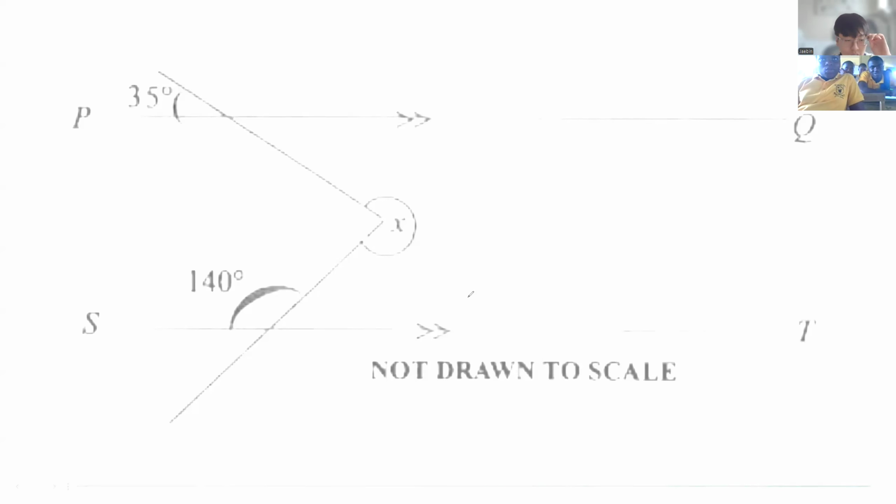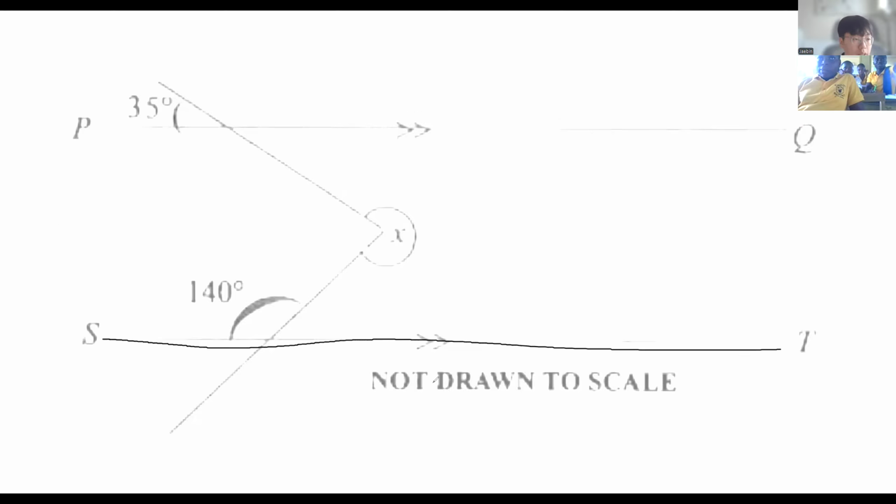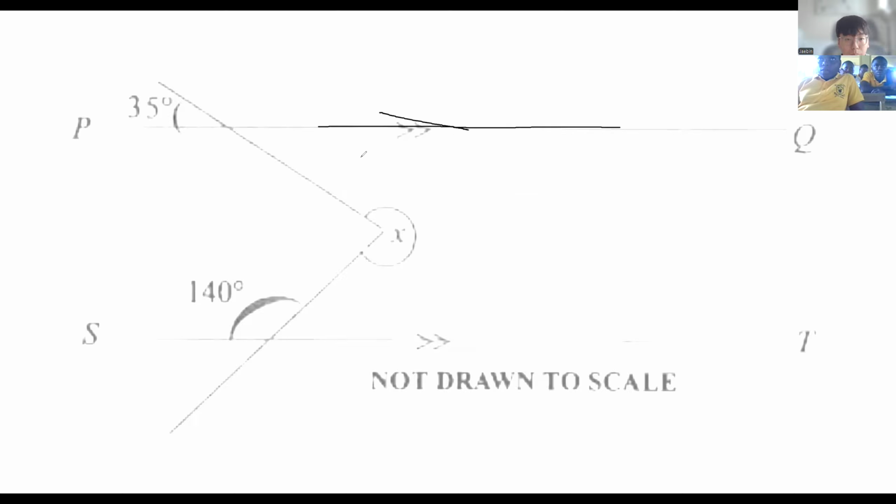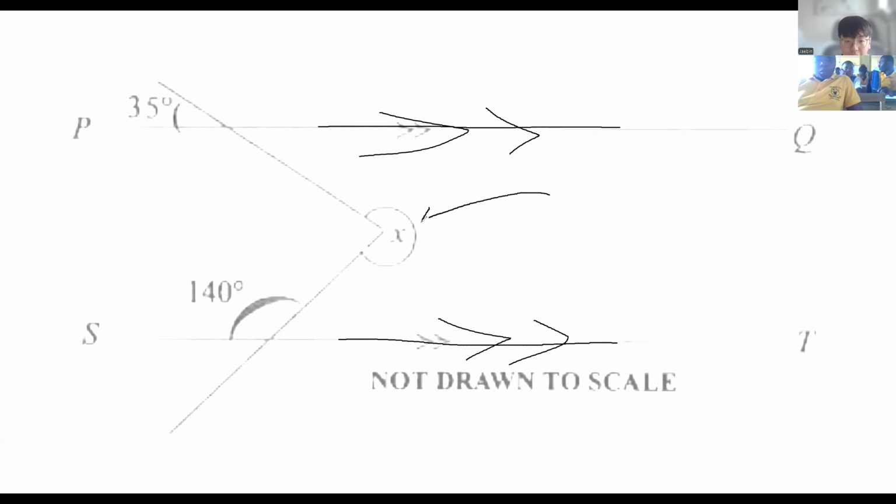So the question is saying that this line ST is parallel to this line PQ, right? That's why they drew this arrow right here. And we're told to find X. How do we find X here?